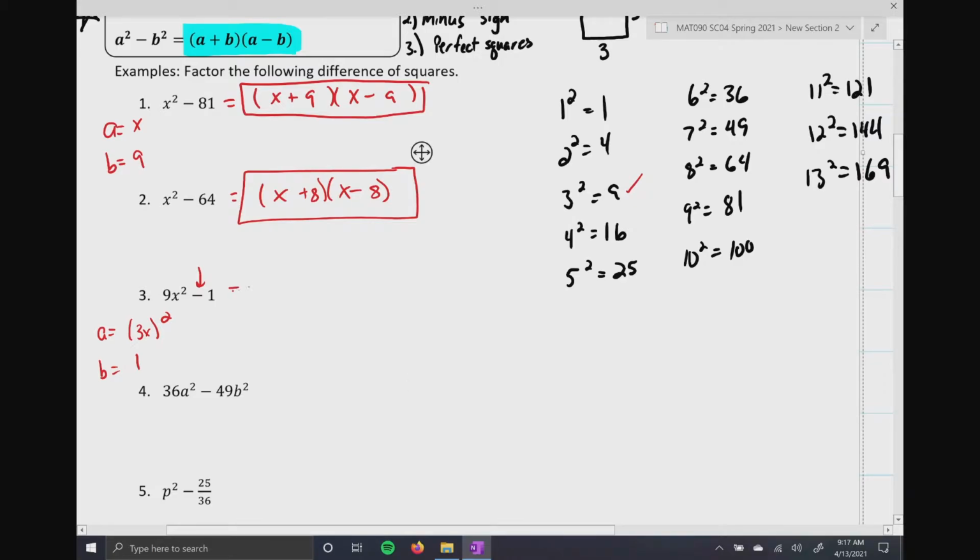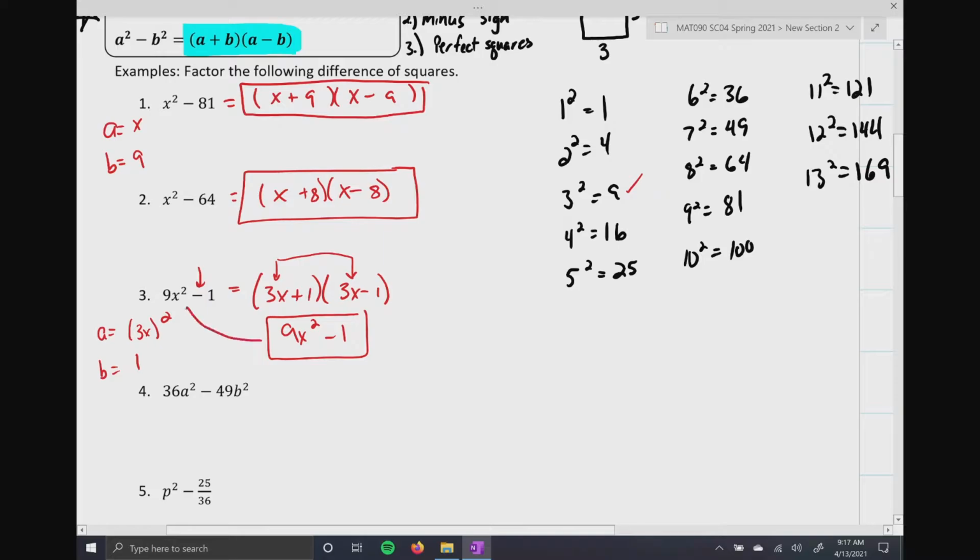So when I factor this, I get 3x plus 1. Let me write this a little cleaner. 3x plus 1, and 3x minus 1. And that's it. You can always check yourself. Now, by checking yourself, hopefully you know, or at least you can recognize that this is the sum and difference of binomials. So the only thing that you have to multiply are the first terms and the last terms. And that's how you check yourself.